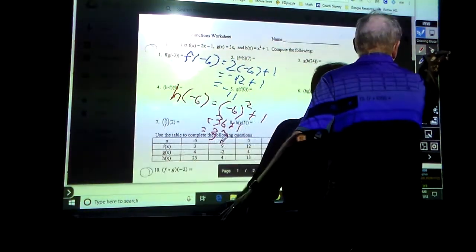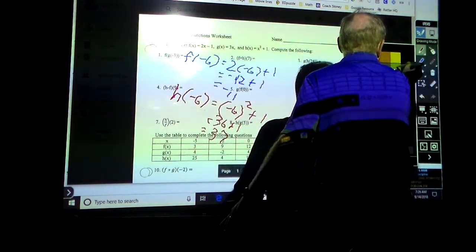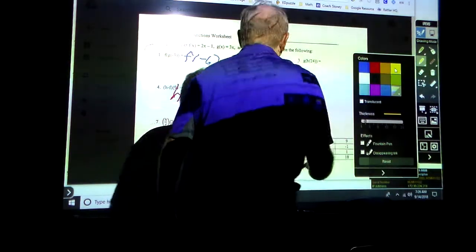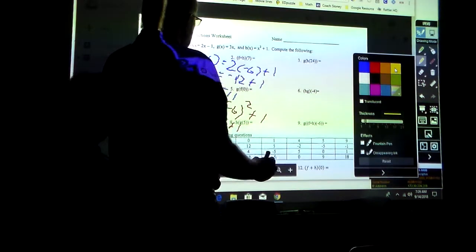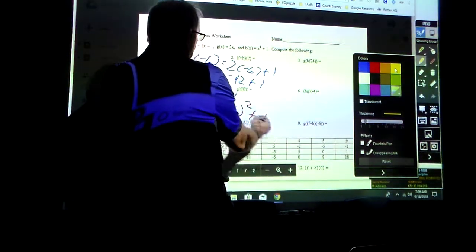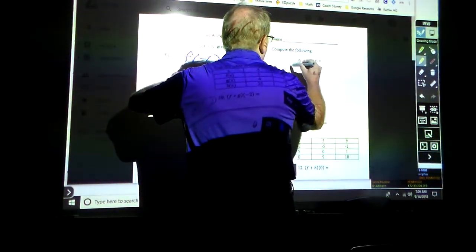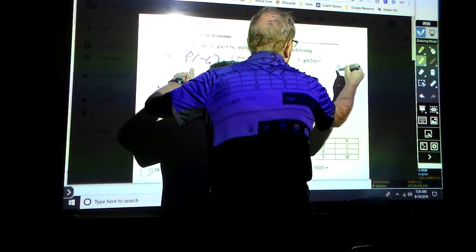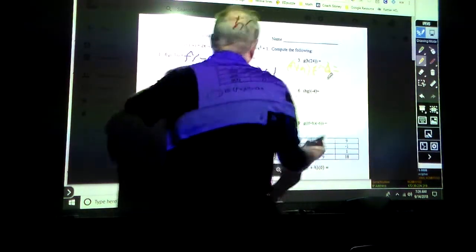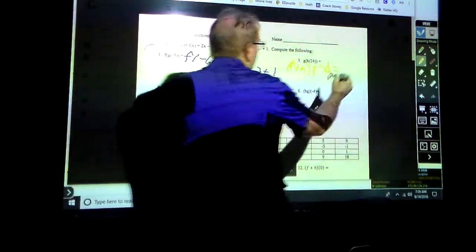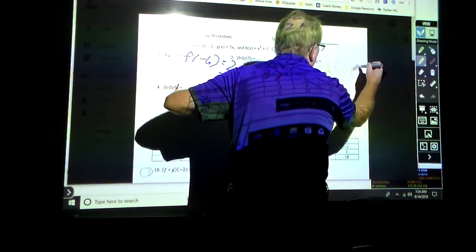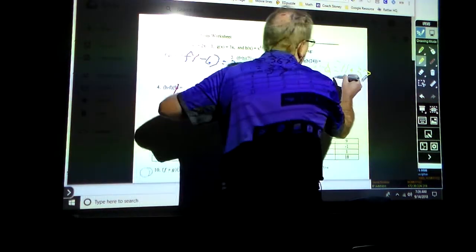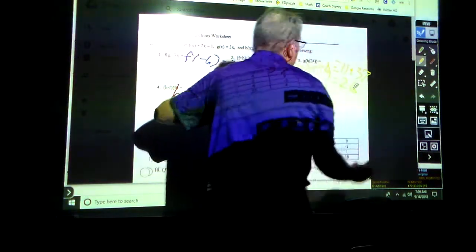So here's what I have next. So my next step, go ahead and do this here. So what I have is this. f plus h of negative 6 equals negative 11 plus 37. All right? Well, negative 11 plus 37 is a positive 26.